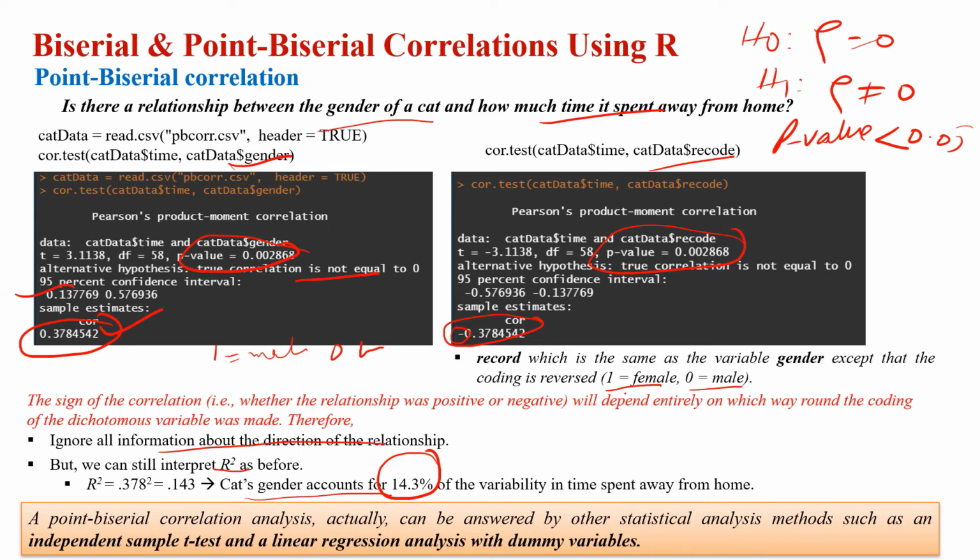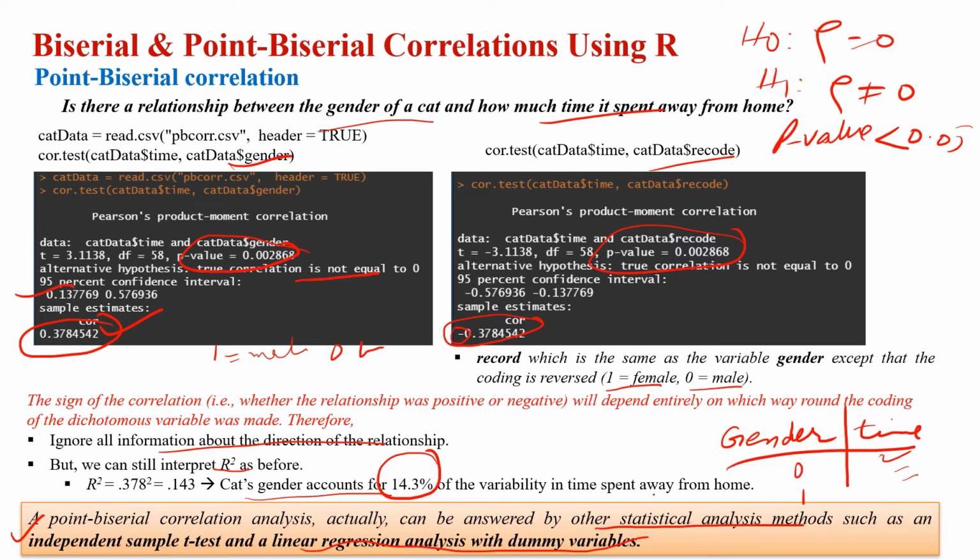As we have seen, one of the variables is gender, in which we want to check whether this variable has a relationship with the time spent away from the home. This is a categorical variable, whereas this is a continuous variable. So in such a situation we can also apply some other statistical techniques in order to answer a similar kind of question. What are those techniques we can apply in this particular situation? Independent sample t-test, as well as linear regression analysis with dummy variables.